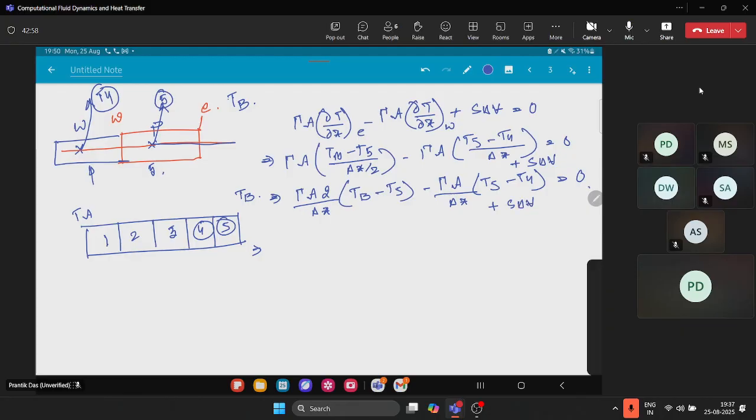Now it will be 3 gamma A by delta x T5 equal to 2 gamma A by delta x TB plus gamma A by delta x T4 plus S delta V. Okay, so is it clear to all of you?